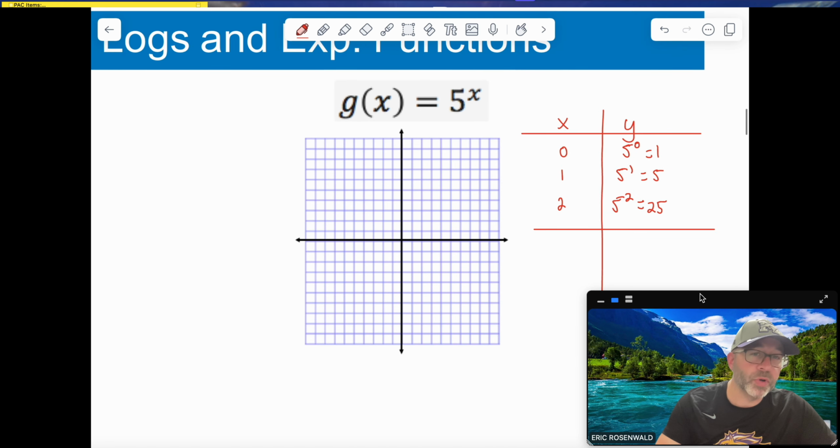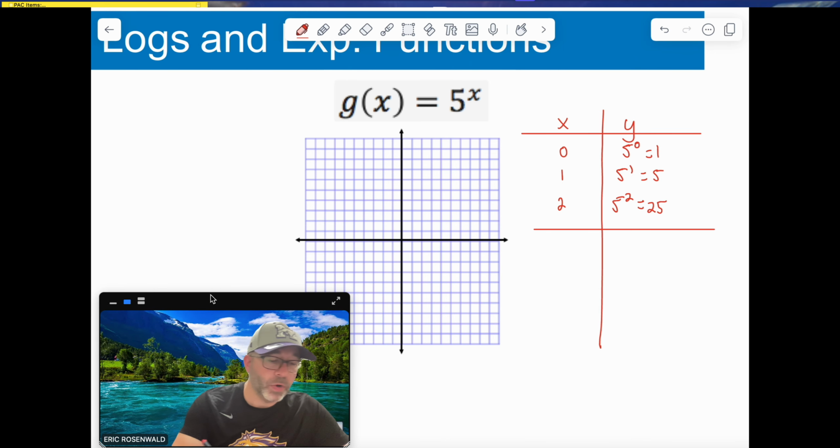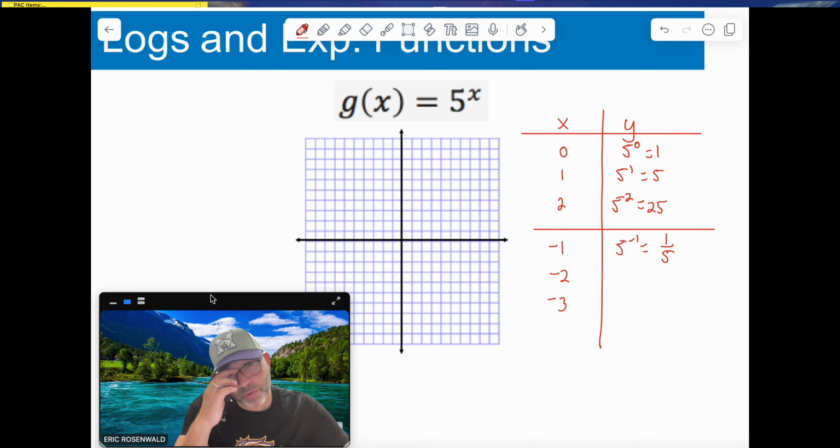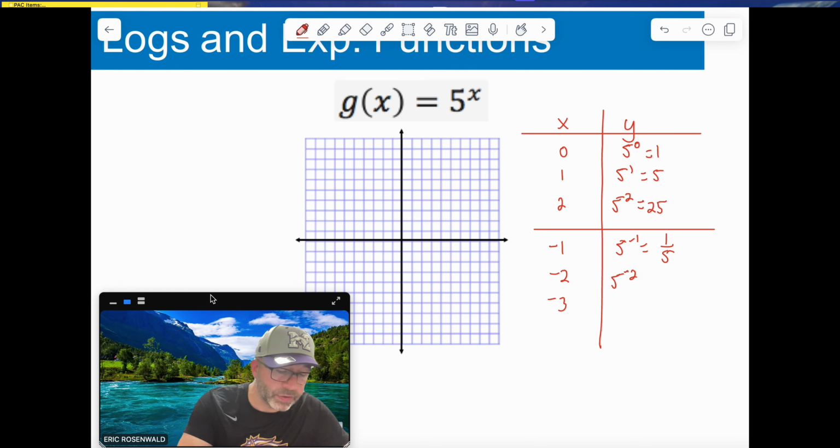What about when we put in negative values here? Okay, I'm going to move myself over here out of the way. What about when I put in a negative exponent? Let's say I put in a negative 1 or a negative 2 or even a negative 3. What ends up happening? Well, I put in 5 to the negative 1, and that means we end up with 1 over 5. And then I put in 5 to the negative 2, and we end up with 1 over 5 to the second, which is 1 over 25. And then I put in 5 to the negative 3, and we end up with 1 over 5 to the third, which is 1 over 125.